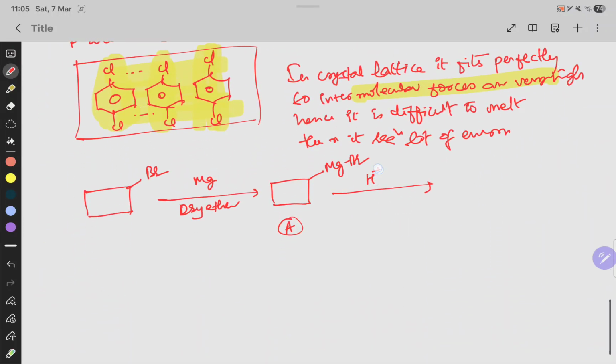In the RMgX compound we know that here is negative charge, here positive, so we need to give the positive here and the negative on this one, right? So this is the compound B, and the byproduct will be Mg, here Br, here OH. Thank you.